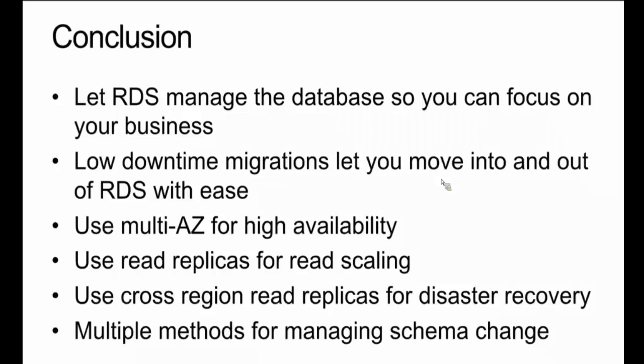For read scaling, you can use read replicas, and you can have, again, up to 5 of those. And if you need more, we can make that available to you. For disaster recovery purposes, we talked about using cross-region replicas, and we went through briefly how that works. So if for some reason an entire region were to go out, it's possible to keep your application up and running in a separate region. And for managing schema change, we went through several different methods and talked about the pros and cons of each.